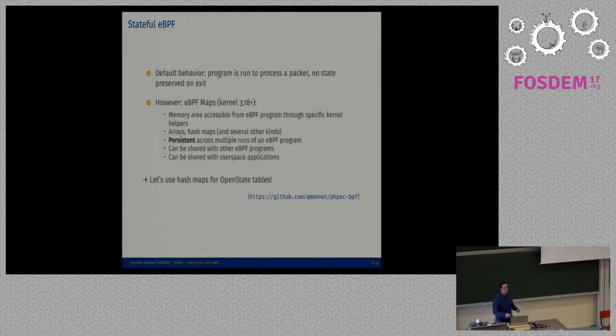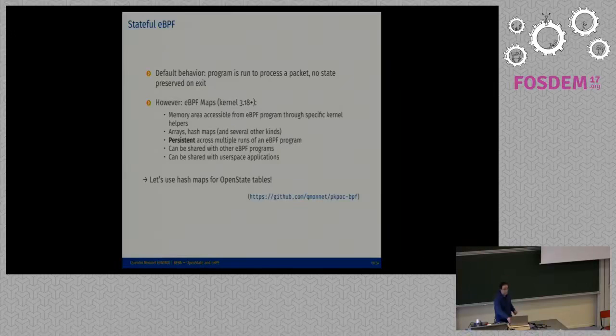So we have maps. And as Thomas said already, we can keep states with those maps because they are persistent between different instances of the program. They can also be shared amongst multiple programs, and they can also be shared with user space, and this will enable us to initialize the maps. So let's go. Let's use hash maps for the OpenState tables.